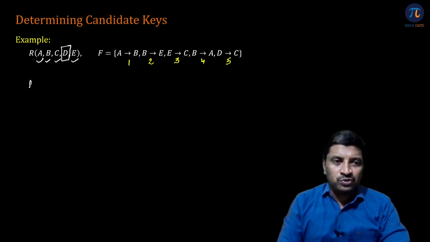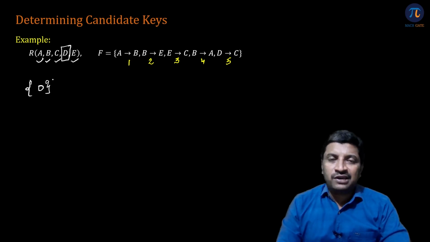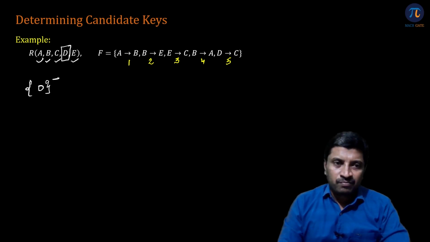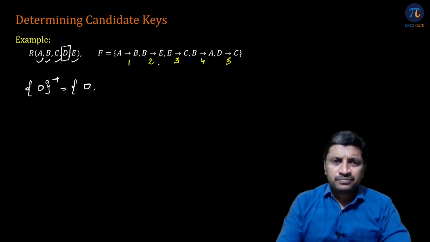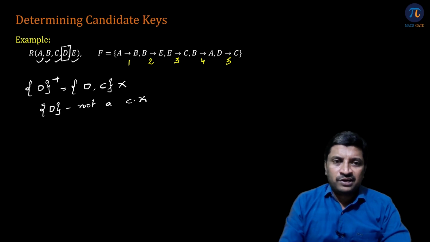So first, we form a set with attribute D and verify whether it is a candidate key or not. If it is a candidate key, it is the only possible candidate key for our relation. So let us verify it. What is the closure of D? From D we can get D. Anything else? By 5 we can get C also. Then we are getting only 2 attributes, so we are not getting all the attributes. So this is not a candidate key.